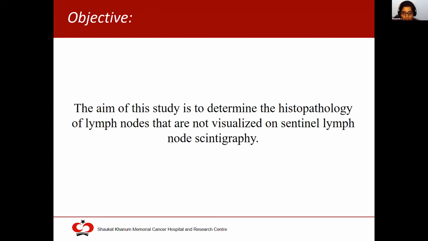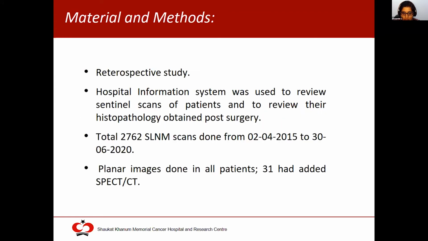The aim of my study was to determine the histopathology of lymph nodes that were not visualized on sentinel lymph node scintigraphy. This was a retrospective study done in Shaukat Khanum Hospital. We used the hospital information system to review sentinel scans of patients, and afterwards reviewed their histopathology, which was obtained post-surgery.